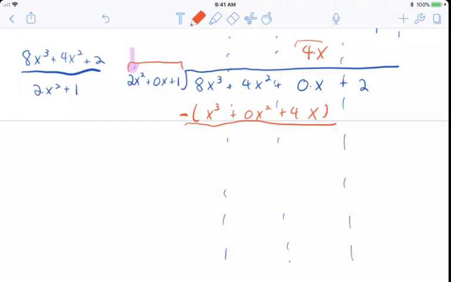It's supposed to be an 8. Okay, good. So these two subtracted to 0. These two subtracted are 4x squared. And these two subtracted are minus 4x. And then I bring this 2 down. And I repeat the process.